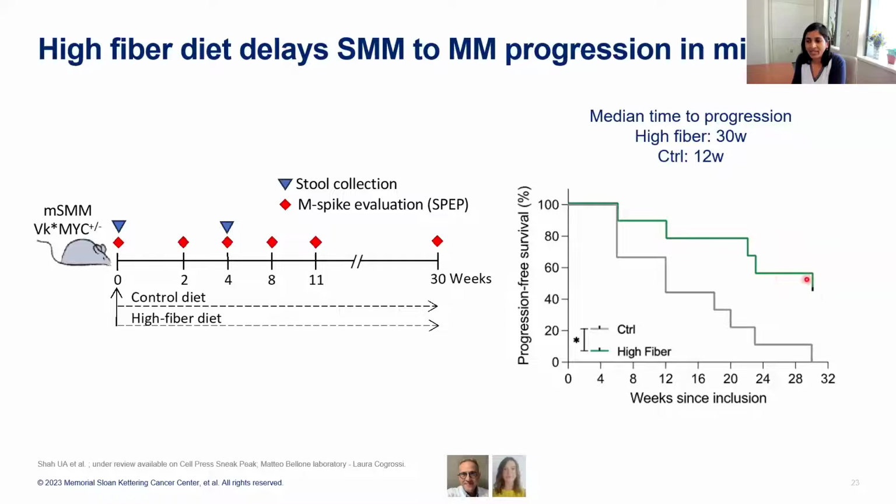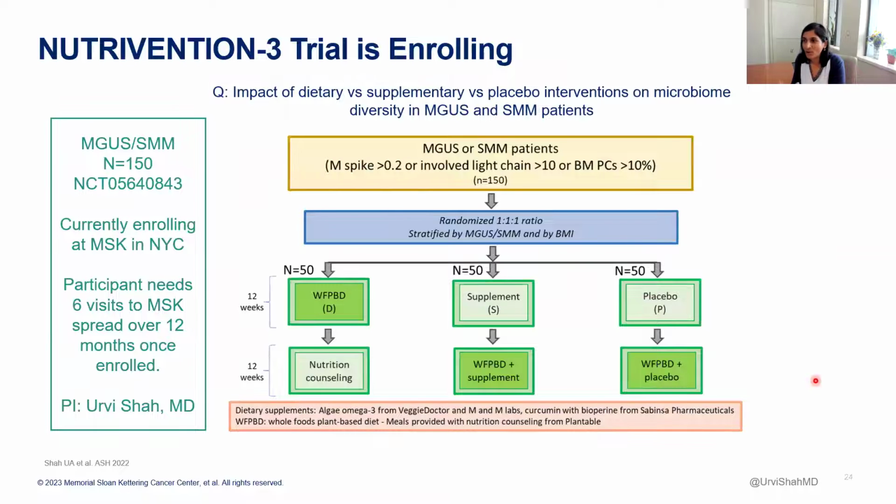And on top of it, when the experiment ended at 30 weeks, half the mice in the high fiber diet had not even progressed. So the experiment ended with them remaining as smoldering myeloma, whereas in the control diet, all the mice had developed myeloma by the end of the experiment, suggesting that fiber may have modulated this disease progression.